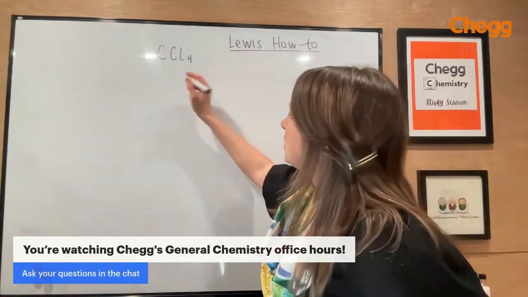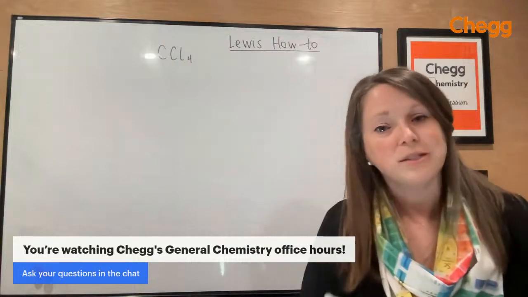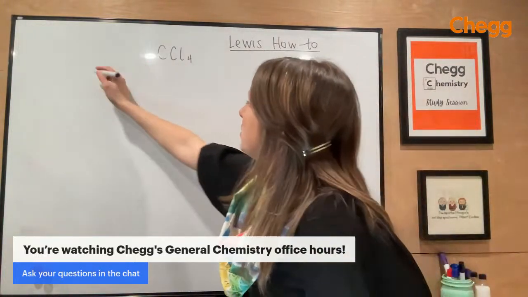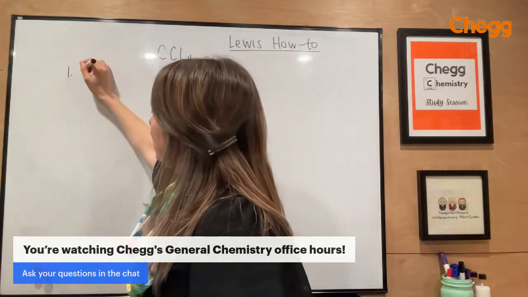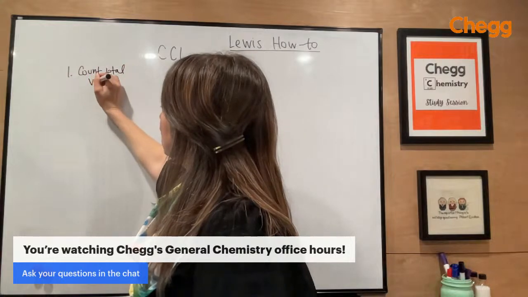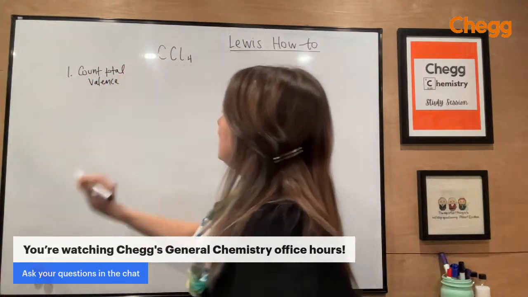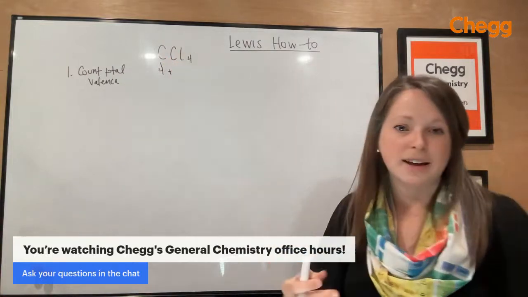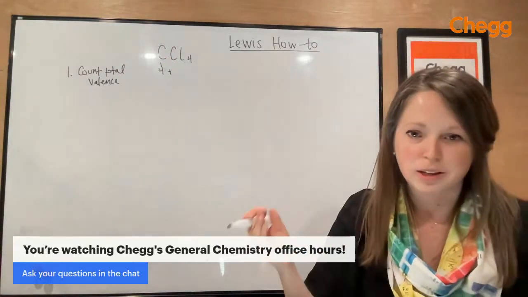All right, first step, count the total number of valence electrons in your molecular or covalent compound. So in this case, I'll write out the steps over here. So 1, count total valence. All right, so carbon has 4. Each atom of chlorine has 7. It's just based on its location on the periodic table.